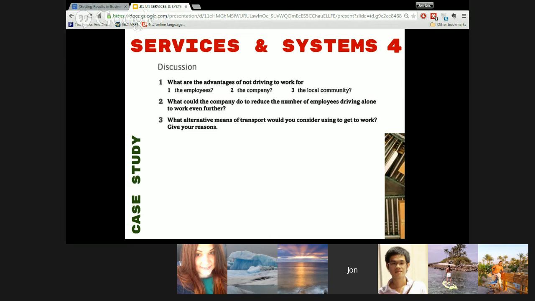What is the problem with the company? The problem is there's too many cars and not enough spaces. Not everyone can drive to work. An additional problem is it's bad for the environment to have so many cars. Yes. So what alternative means of transport would you use if you weren't allowed to drive?